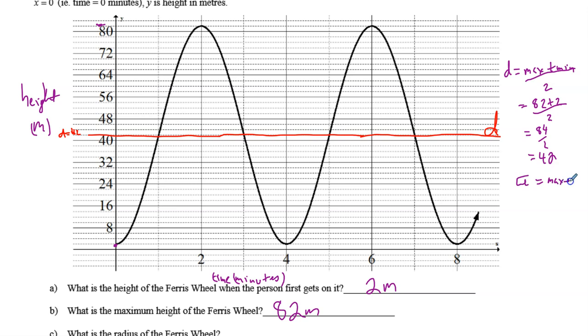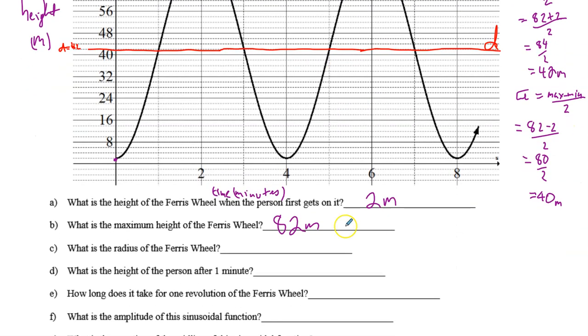And the formula for amplitude is max minus min. So the difference between them, that's how far apart are they. So 82 minus 2 over 2, which is 80 over 2, which is 40. Now the d is in meters and the a is in meters. So a and d are horizontal axis units, right? Because a is this distance and d is this height here in the middle.